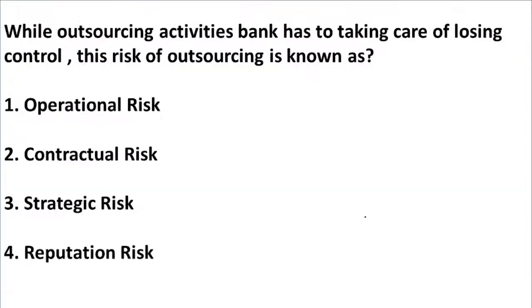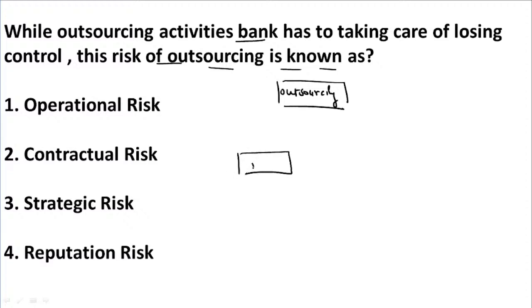Another question is related to outsourcing activities: while outsourcing activities, the bank has to take care of losing control. So this risk of outsourcing is known as what? First we have to understand the meaning of outsourcing. In the context of banking, suppose this is a bank, and this bank is hiring another company, say company A, for its goods or for some functions.